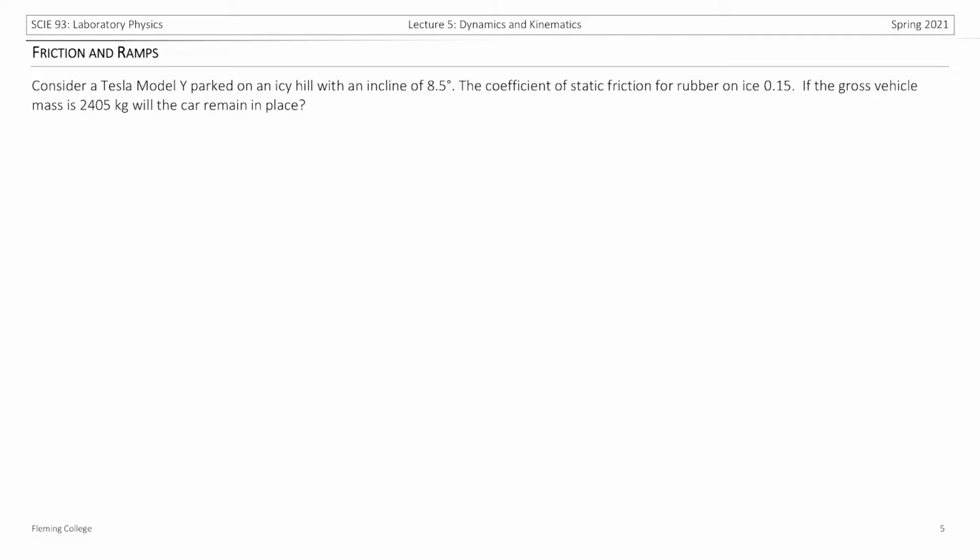So consider a Tesla Model Y parked on an icy hill with an incline of 8.5 degrees. The coefficient of static friction for rubber on ice is 0.15. If the gross vehicle mass is 2,405 kilograms, will this car remain in place? Again, we consider the free body diagram.